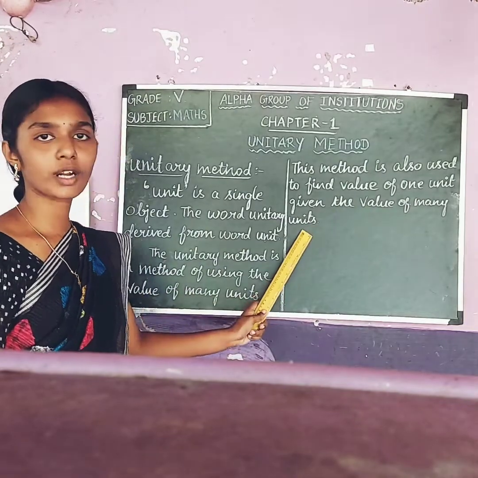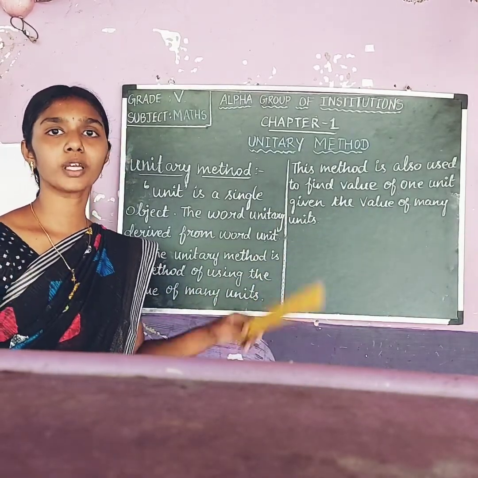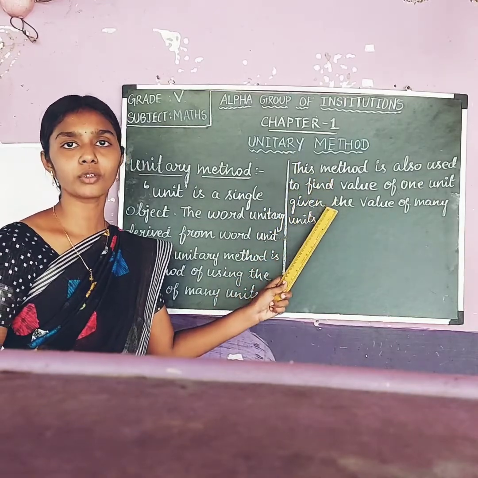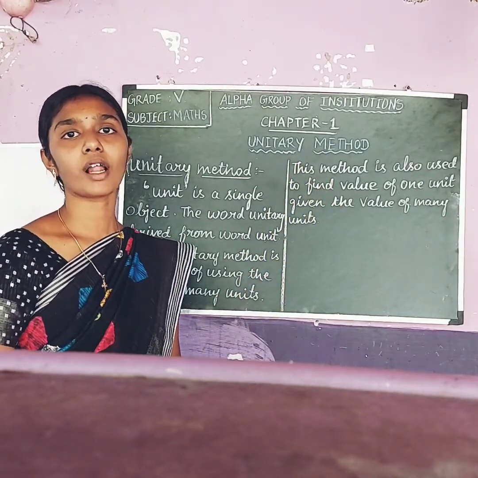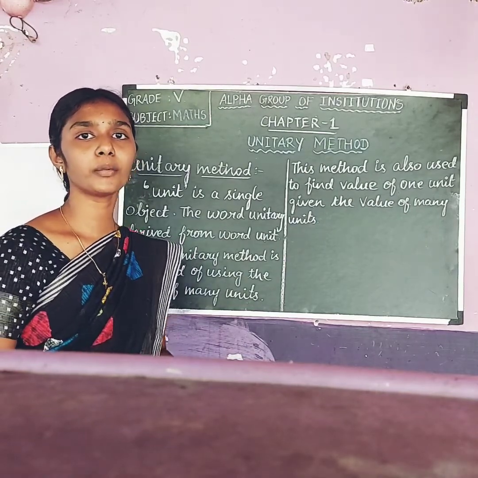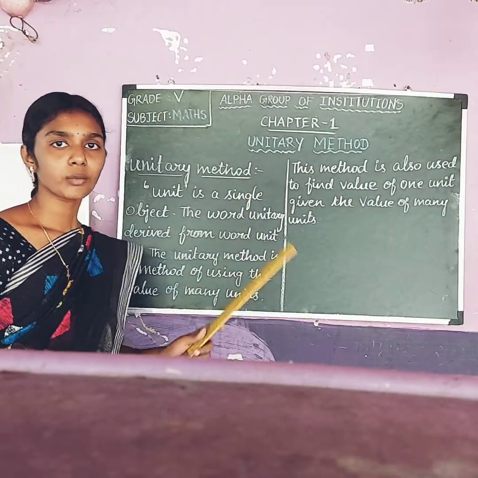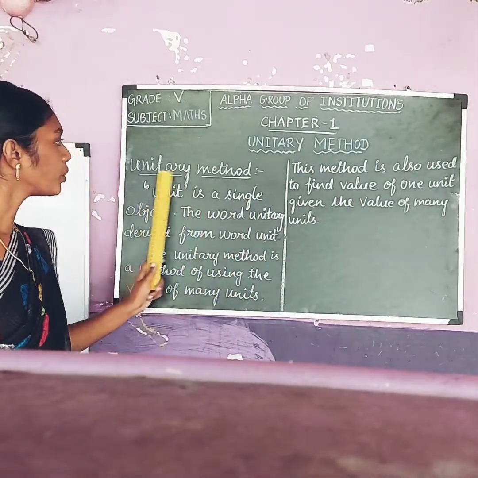See, many units' values are given, no? We are also able to find the value of many units by using the value of a single unit. By solving some problems, we can easily understand the unitary method. Clear, children?